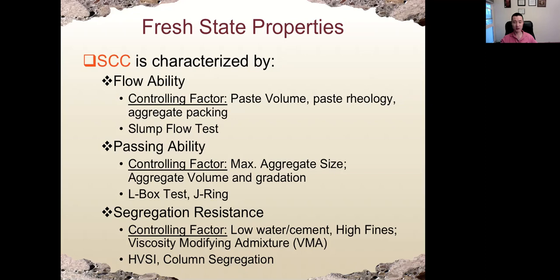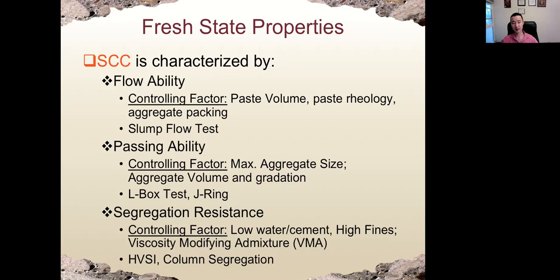Right. For segregation resistance, the controlling factors include water to cement ratio. If we reduce the water cement ratio, that will increase the viscosity of the cement paste, so the segregation resistance will be higher. If we use more sand, that will also reduce the potential for segregation. Or we use VMA, which will increase the viscosity of the paste, so it increases the segregation resistance.